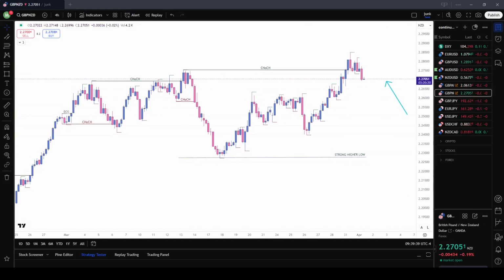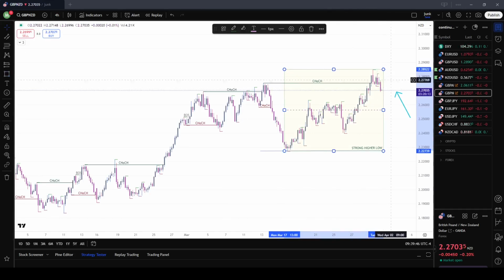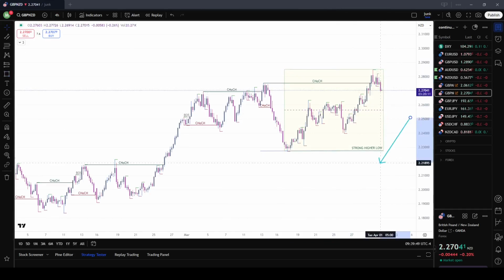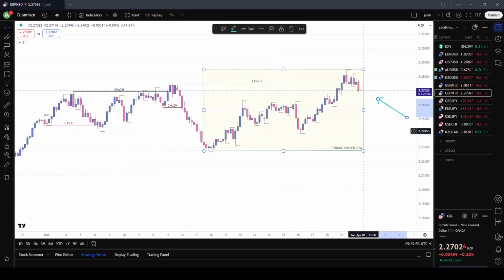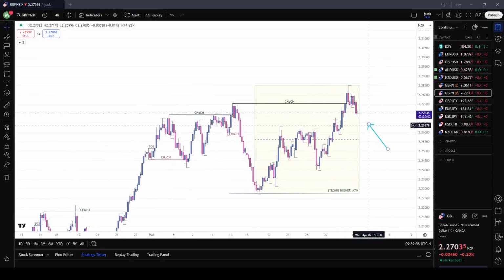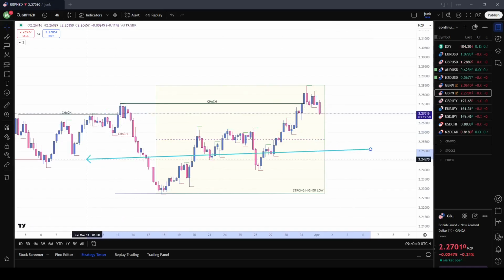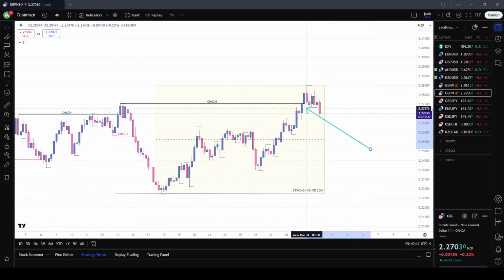GBP NZD, similar chart, but this has been breaking out past the highs of the previous range. This being the strong higher low. So right now, prices have continued to push higher. Similar chart, but in GBP AUD, it looked like the strength of sellers was starting to pick up. Need to see it be a little bit more impulsive, not in an ascending channel like GBP AUD.